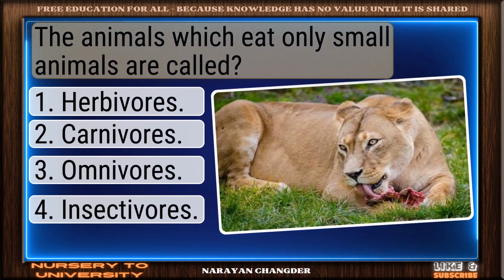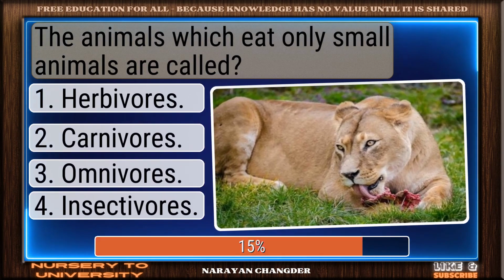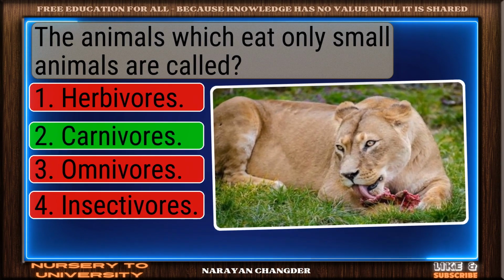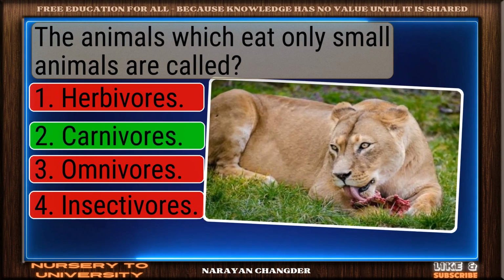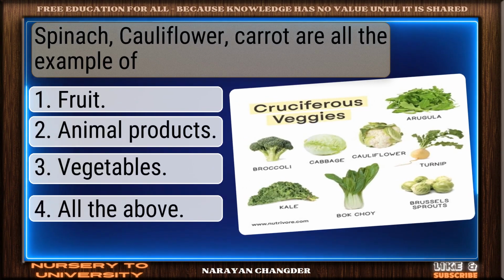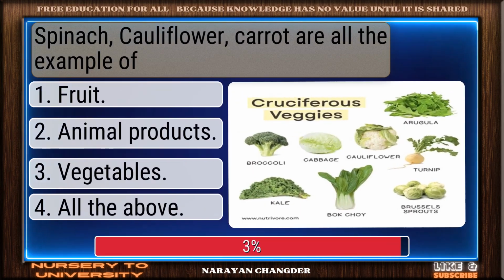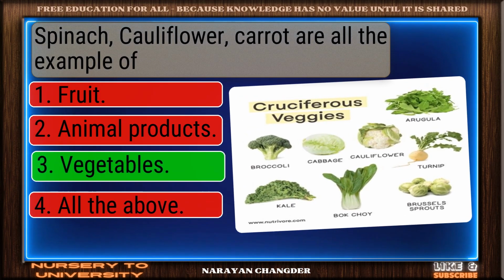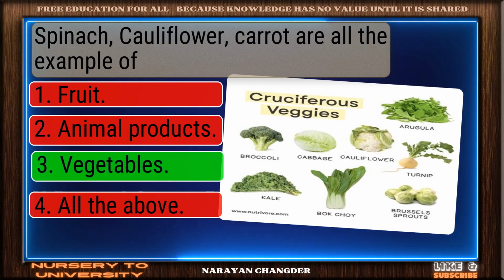The animals which eat only small animals are called. Well picked. Carnivores is the correct answer. Spinach, cauliflower, carrot are all the example of. Solid response. Vegetables is a valid choice.